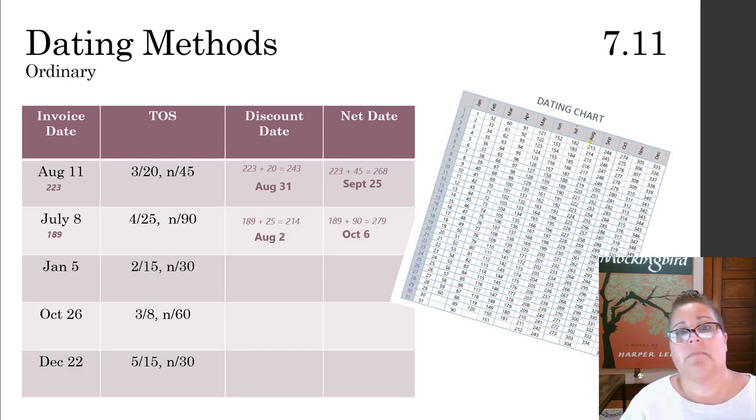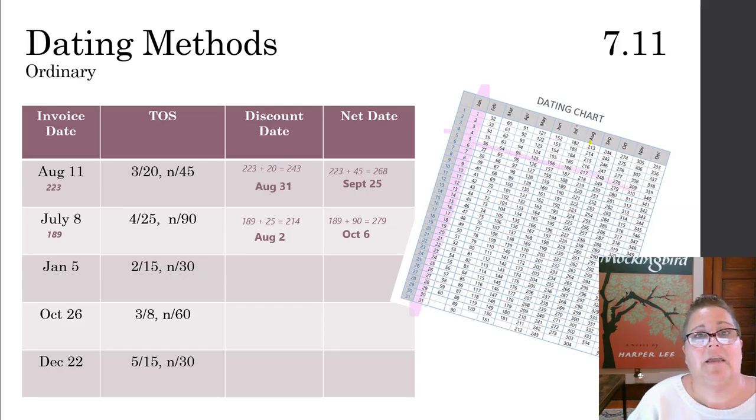All right. So January 5th. January 5th is the January column, the 5th day in the row, which is day 5. So January 5th is day 5. Terms of sale are 2/15, n/30, which means there's a 2% discount if paid in the first 15 days. The net amount is due in 30. So I'm going to take January 5th and add 15 days to it. This gets me to January 20th.